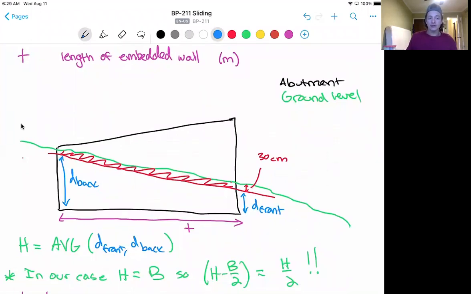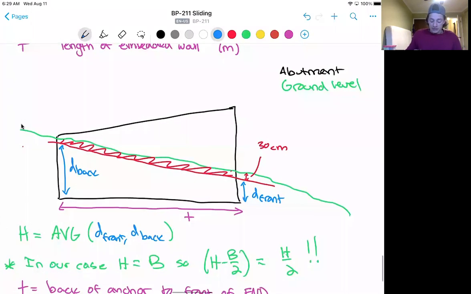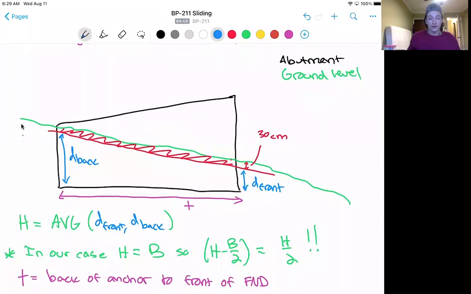And finally, T, or what's described as thickness, and in our case is actually the length of the wall that is embedded, can be found as just the back of the anchor to the front of the foundation. Now, this could change if you have a very specific geometric case, but generally speaking, it's from the back of the anchor to the front of the foundation, unless your foundation is completely out of the ground. But you can deal with that case specifically when you're making your calculations for a custom abutment.